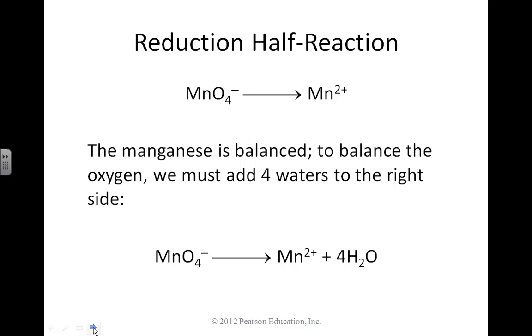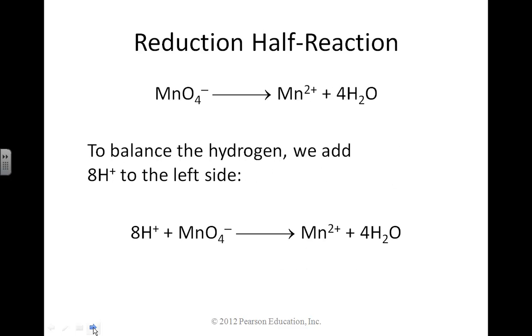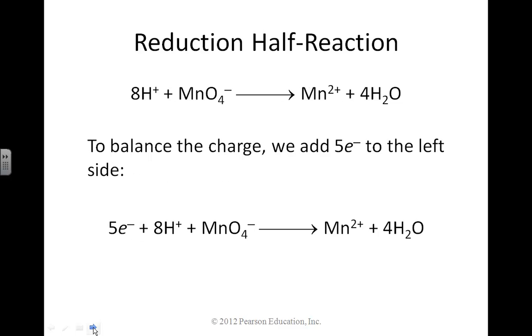The manganese is balanced, however, the oxygens need to be balanced, and you balance oxygens on the opposite side with water. However, now you have 8 hydrogens that you need to balance out by using protons on the left-hand side. Again, to balance the charge, we're going to need to add 5 electrons to the left side, and in doing so, we end up with a net +2 charge on both sides.